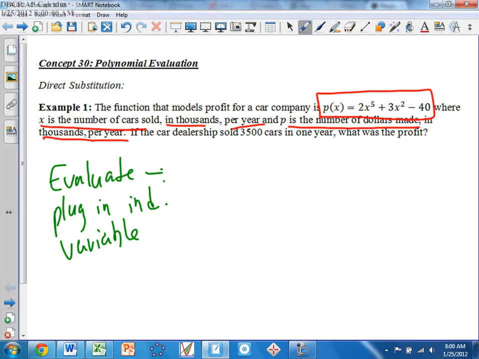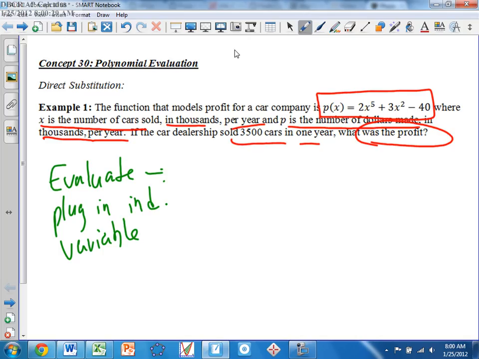year, in thousands. So, here we have a car dealership that sold 3,500 cars in 1 year. And the problem asks, what is the profit? Okay, what is the profit? Can I get a suggestion on what to do here? Luis? Okay, plug the number in, and for what? In for x. Why x, Luis?